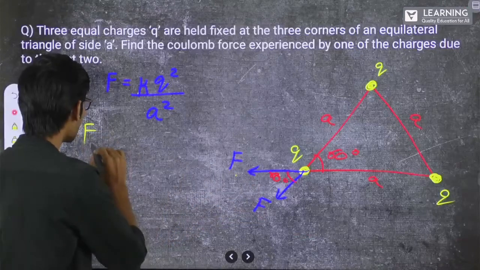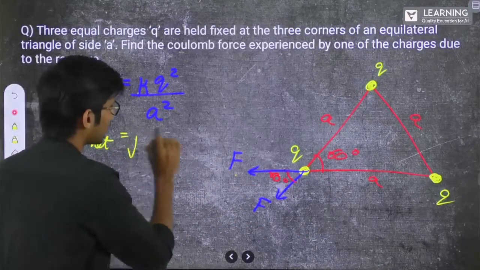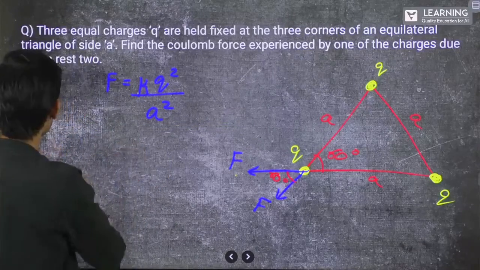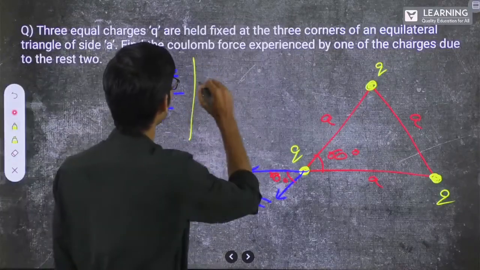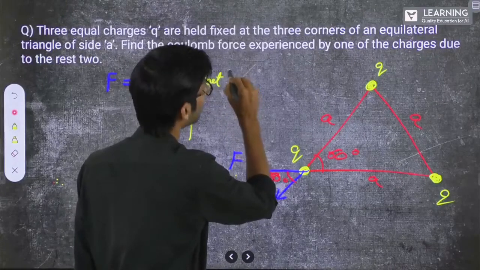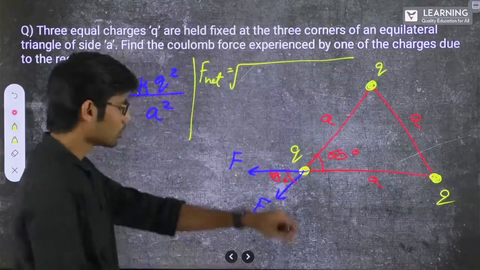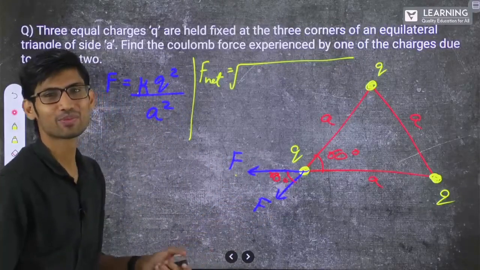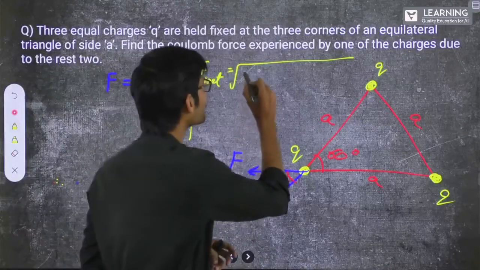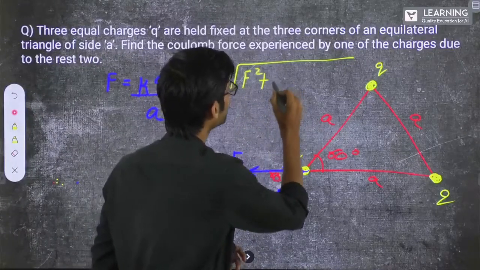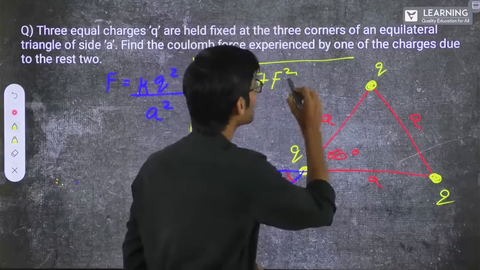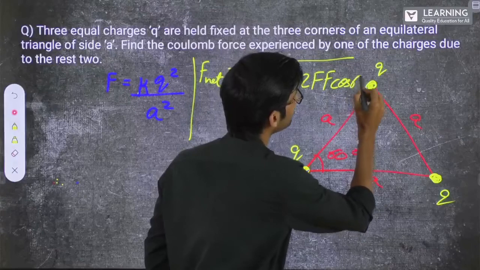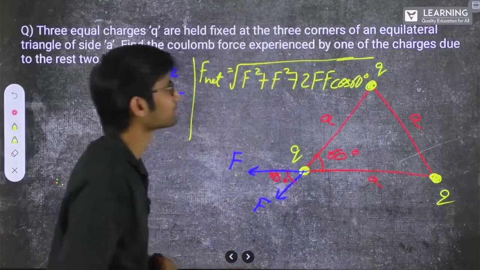So F net on this charge will be the root of F1 square plus F2 square plus 2 F1 F2 cos theta. Yes or no? Vector sum. F1 square, here F1 is F, plus F2 square, here again F2 is F, plus 2 F1 F2 cos 60 degrees. Correct?